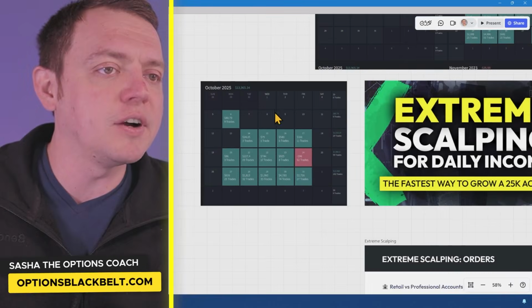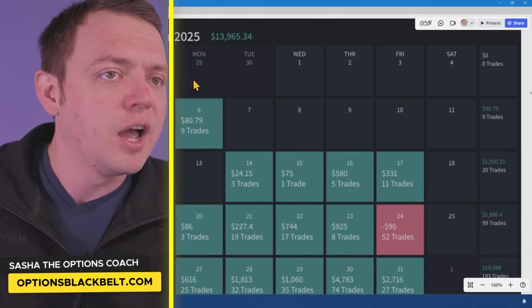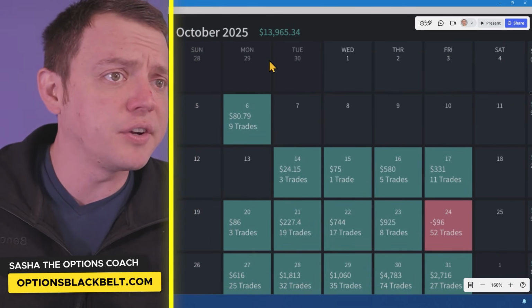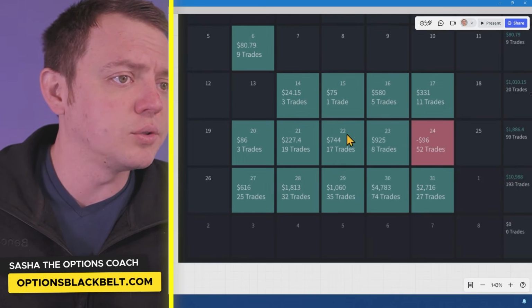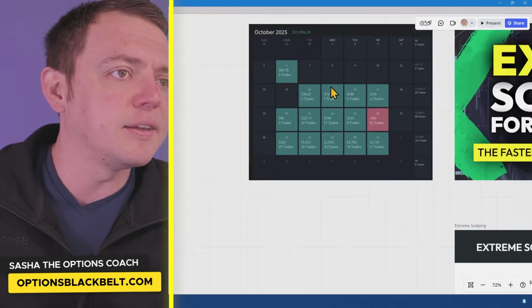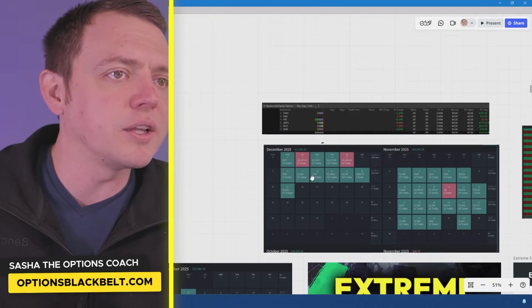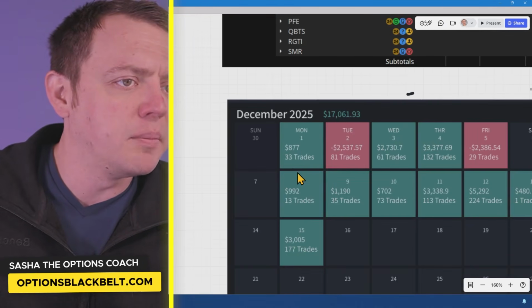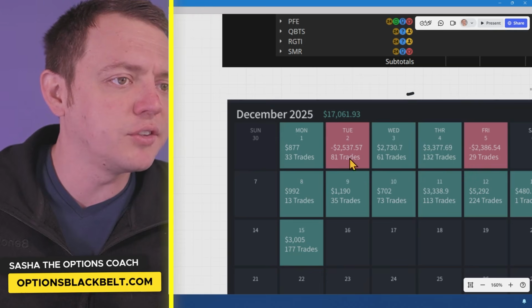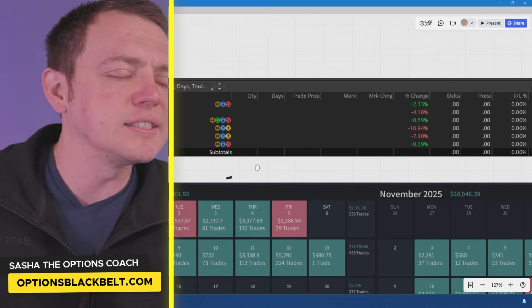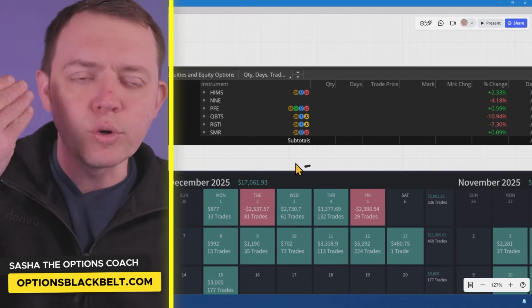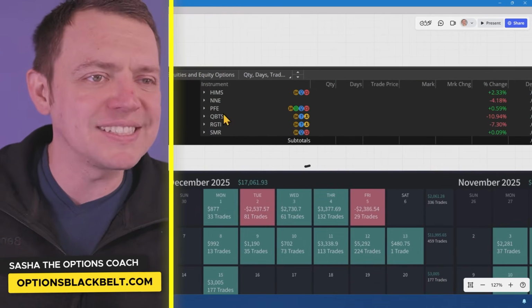Here's one of the students' trades, October 2025, $13,000. There's a handful of trades: 8 trades, 17, 19, 32, 25 trades, 74 trades right here. And it starts to add up very quickly. Here's another month, 33 trades, 61 to 132. Sometimes, obviously, there are not always going to be winners, but there are a lot of great rotations that you can do because it's about the velocity of rotations.